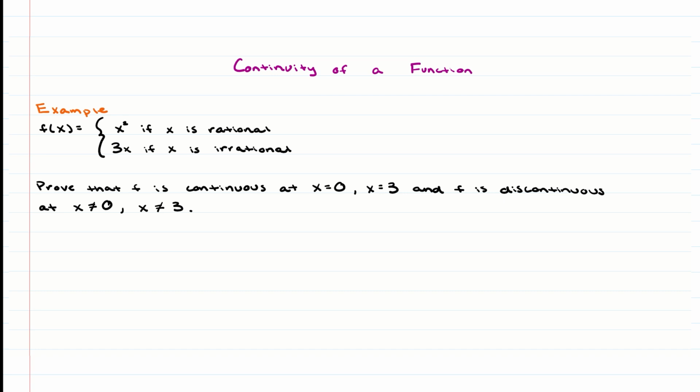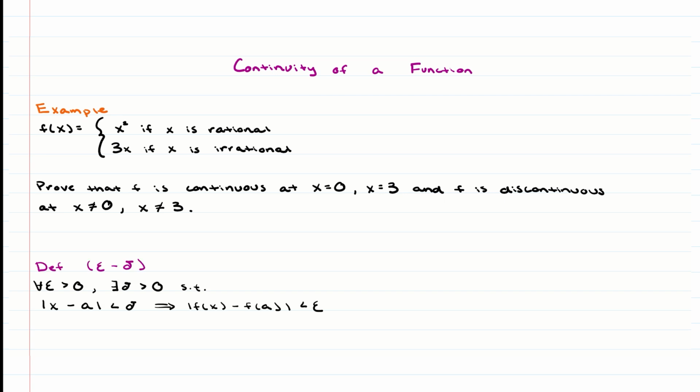So to prove f is continuous at x equals 0, we'll use the epsilon-delta definition. So here it is. It says that for all epsilon greater than 0, there exists a delta greater than 0, such that if the absolute value of x minus a is less than delta, then the absolute value of f of x minus f of a is less than epsilon. So we're going to use this epsilon-delta definition to prove that our function is continuous at x equals 0.